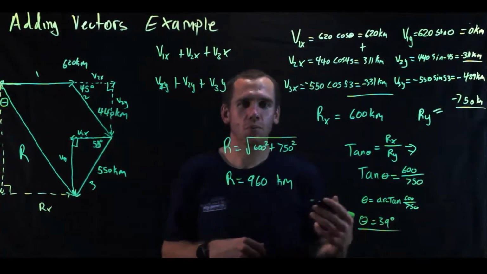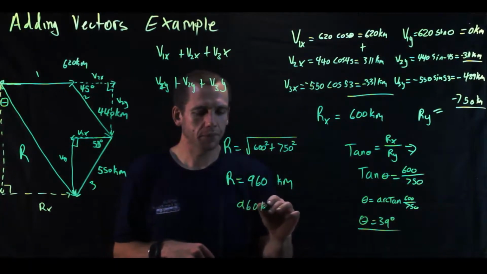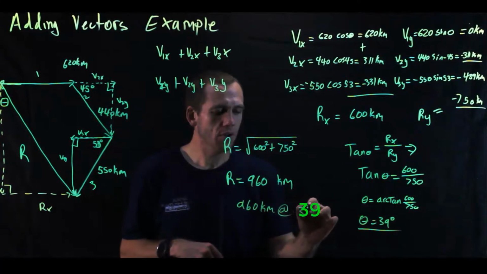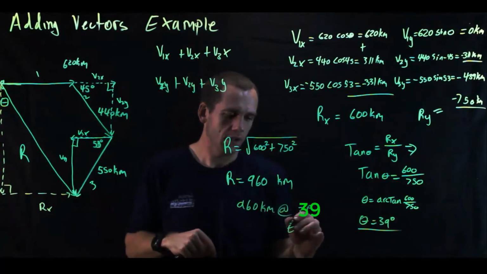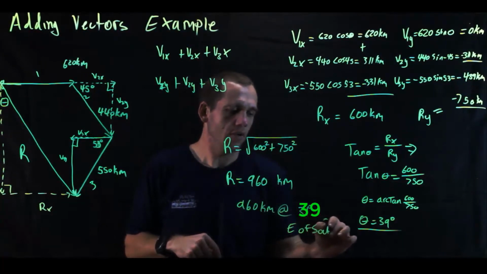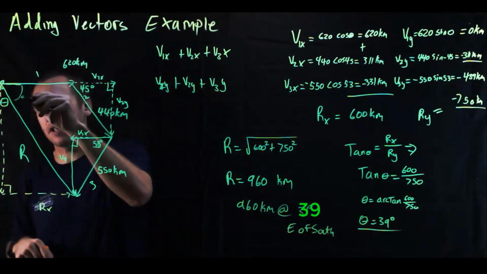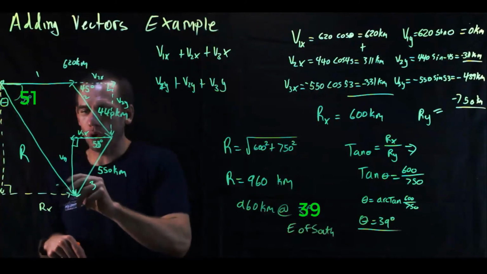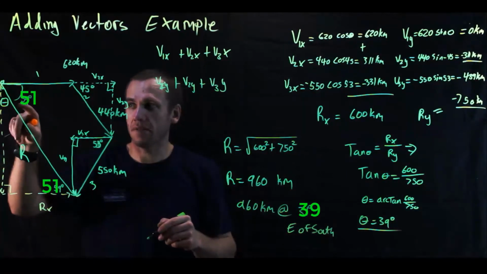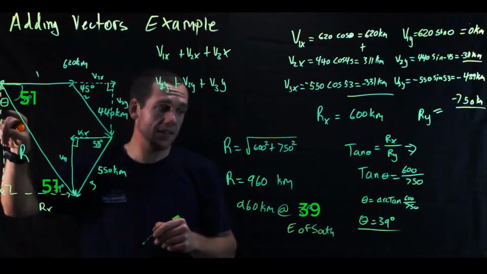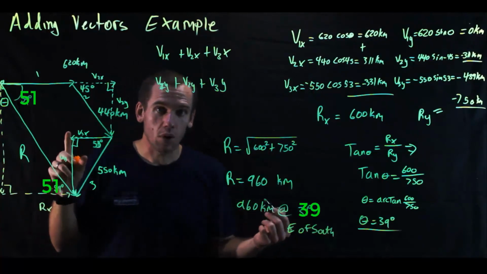Now how should I actually report my final answer? I'm going to say 960 kilometers at 31 degrees. Now I measured that, and that's east of south. Now you could have also picked this other angle here, and so this would have been 59 degrees, right, because these two are complementary. Or you could have picked this angle right here, 59 degrees, and then you'd have to report this in a different way. So this is 59 degrees south of east instead of 31 degrees east of south, but that's an equivalent direction.